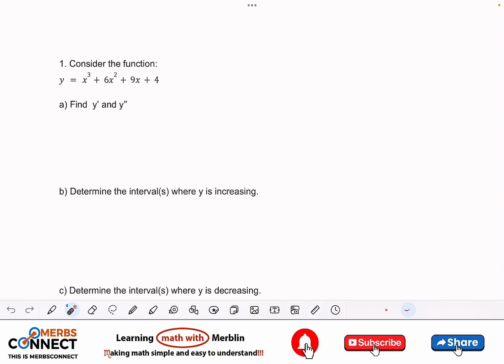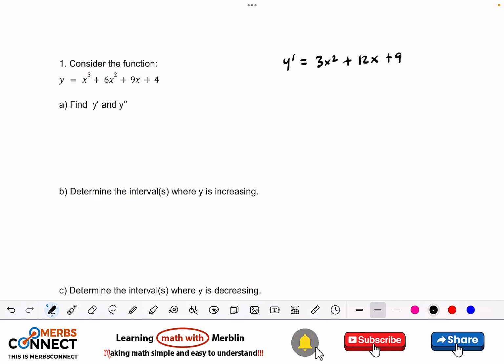Now, the first question is we want to find y prime and y prime prime. So let's just look for y prime and y prime prime, right? So y prime is going to be 3x squared plus 12x plus 9. That is just y prime, right?